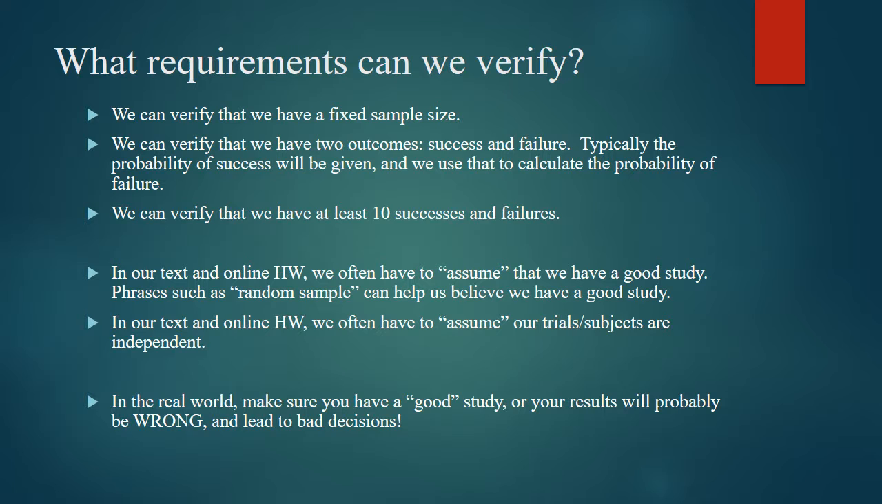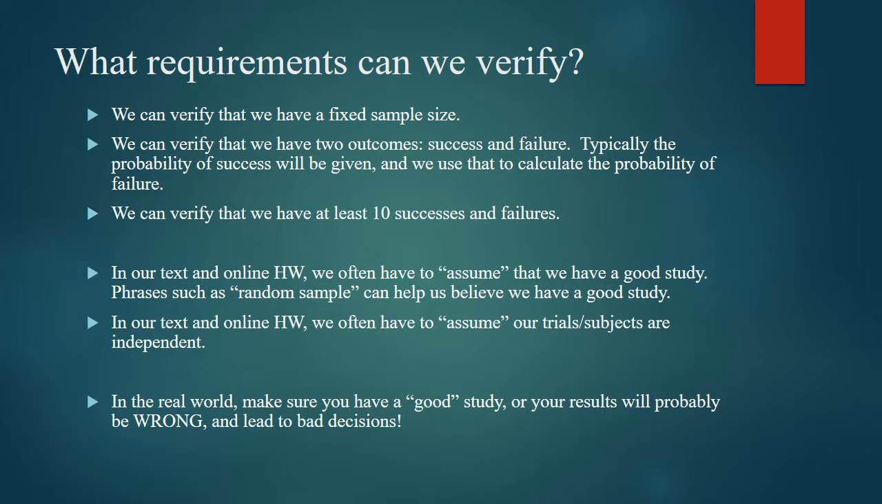Typically, the probability of success will be given or the number of successes in our sample, and we use that as our probability of success. And from that, we get the probability of failure, 1 minus the probability of success. And then we want to verify that we have at least 10 successes and failures. If we are given in our sample 700 people were successes, well, then use your sample size to calculate the number of failures. Make sure they are both at least 10.